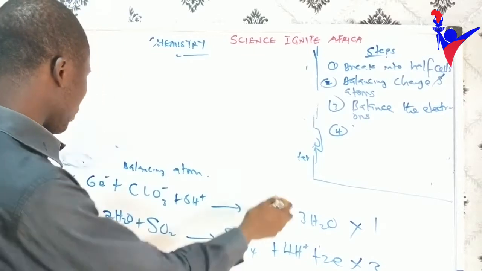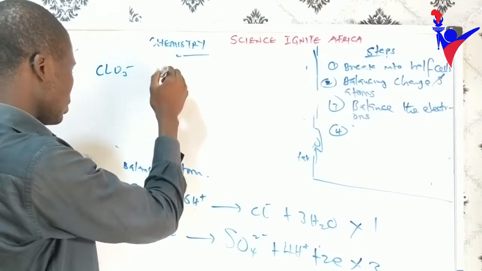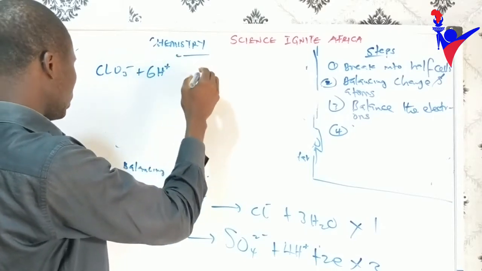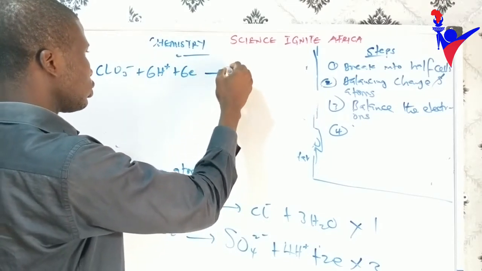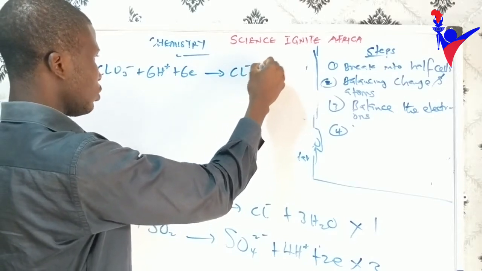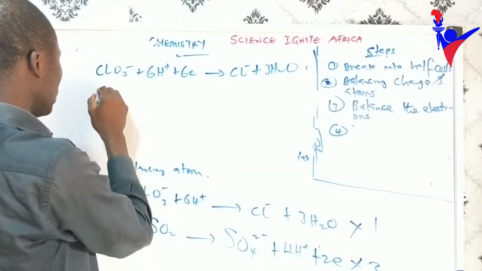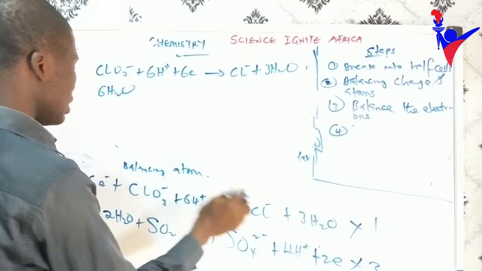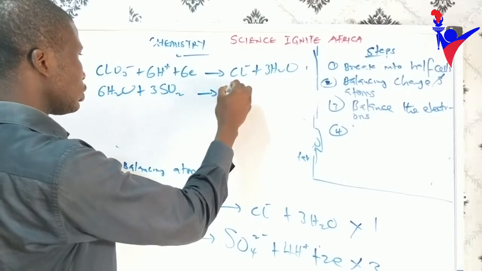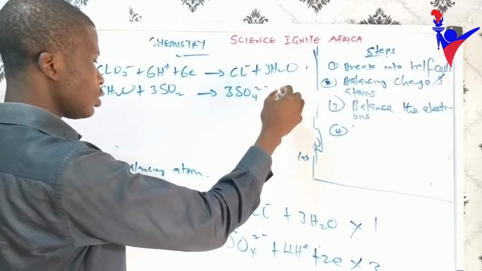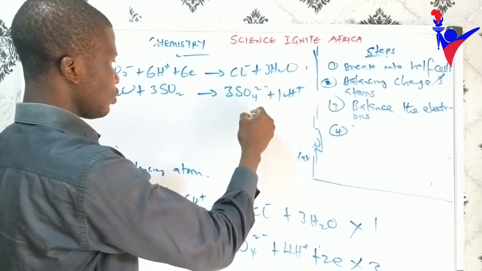So after we have done the multiplication, we have our ClO3 minus plus 6H plus plus 6 electrons, giving us Cl minus plus 3H2O. That's the first one. While the second one will be 6H2O, having multiplied this by 3, plus 3 SO2, giving us 3SO4 2 minus plus 12 hydrogen ions plus 6 electrons.